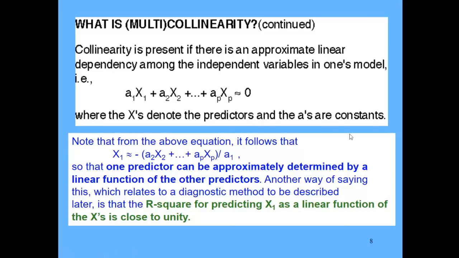In other words, if this was true, I could write a formula for x1, but of course I'd have to say approximately equal, because it's not equal. It would equal minus the other x's, a2 x2, and so on, divided by a1. So that would be saying that one predictor is approximately determined by a linear function of the other predictors. That's the mathematical way of talking about collinearity in terms of linearity.